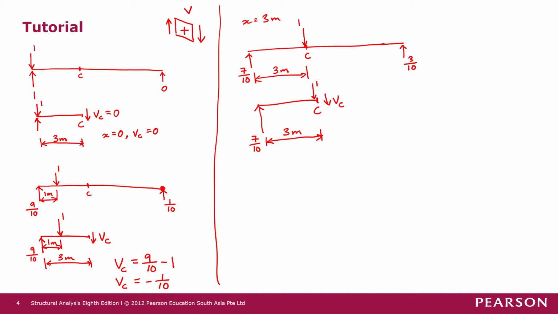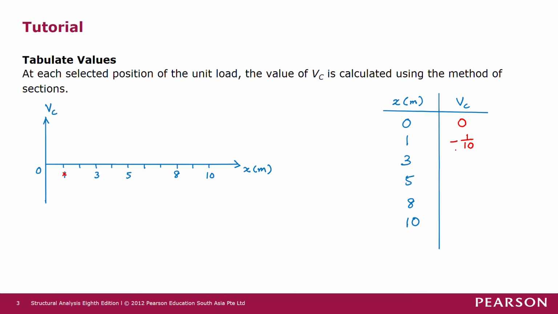Right, so this is 1 unit force. You want to solve for VC here. So we get VC equals 7/10 minus 1. That gives you VC equals minus 3/10. So we have minus 3/10.